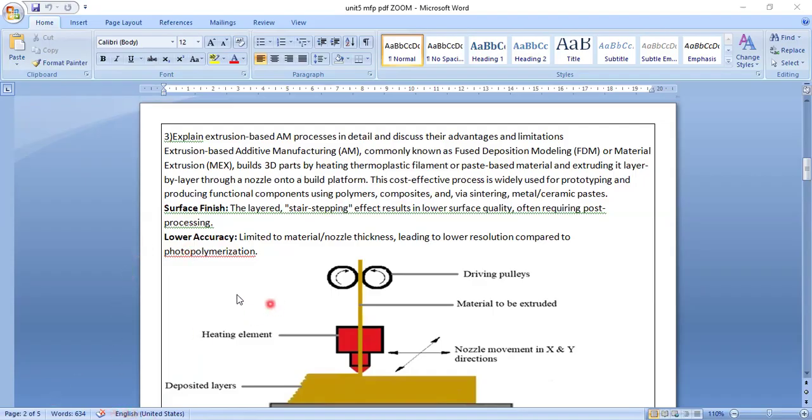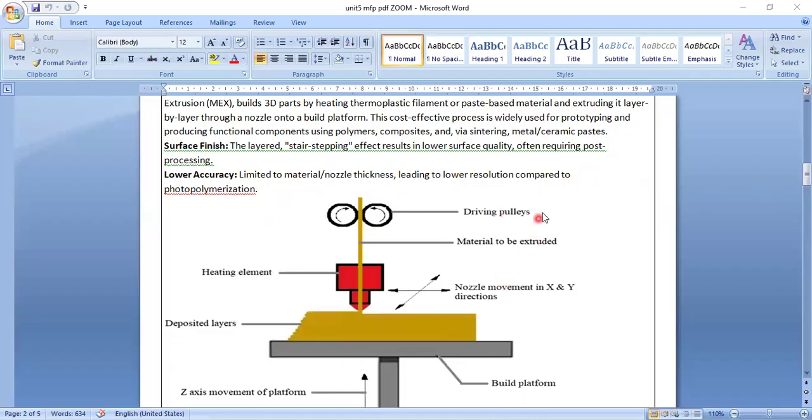Then surface finish. You can see the layered stair-step effect results in lower surface quality. The surface is open to the environment, often requiring post-processing, and after that you have to do some machining. There is lower accuracy, limited by the nozzle thickness, leading to lower resolution compared to photopolymerization. Some materials are limited here. Depending on the nozzle thickness only, it is going to be done.